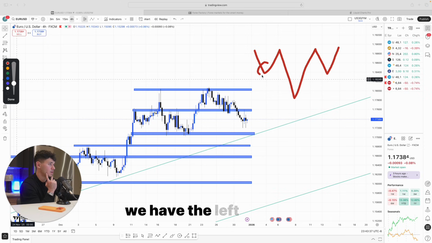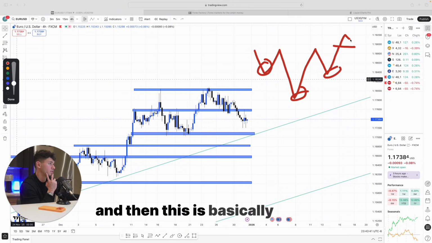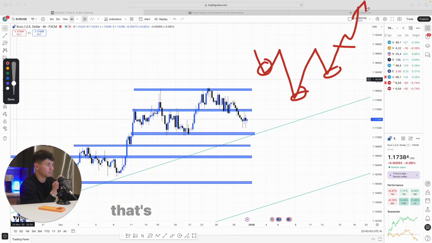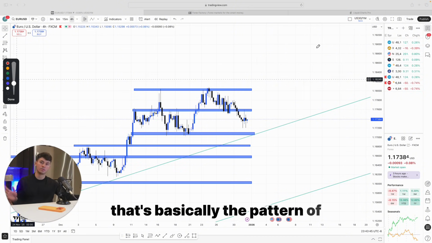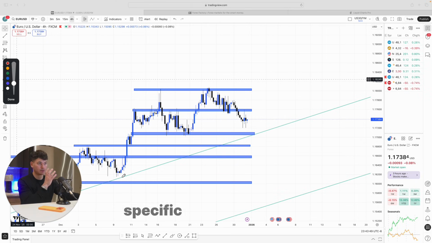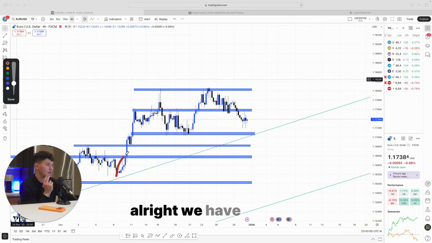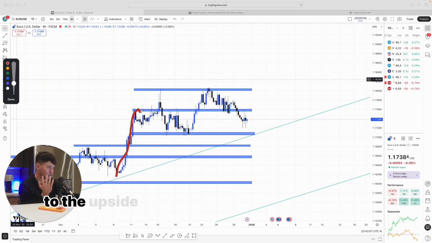We have the left shoulder, the head, and the right shoulder, and this is basically for buys. That's basically the pattern of the inverted head and shoulders. So in this specific example, we have something similar to that. All right, we have impulsion to the upside.